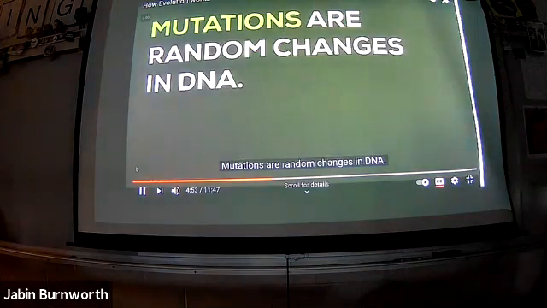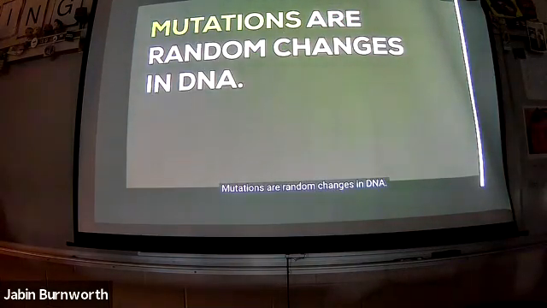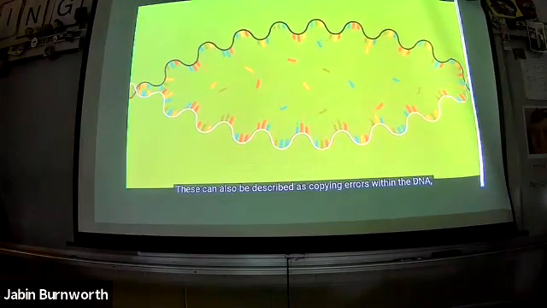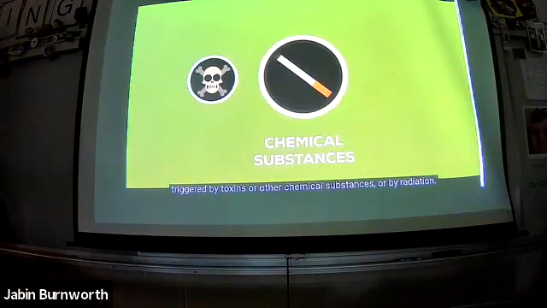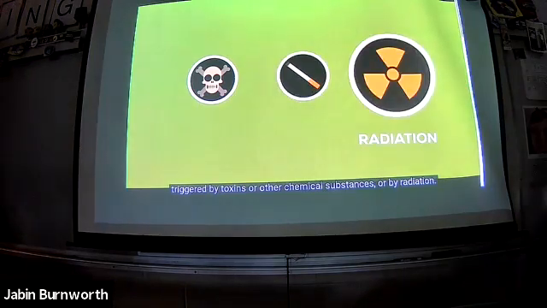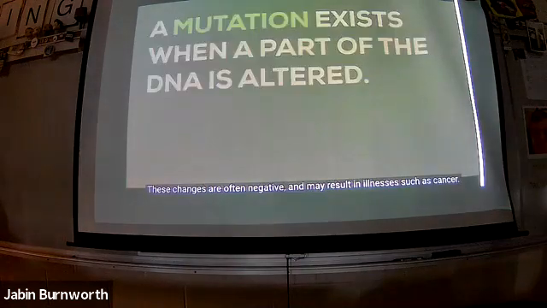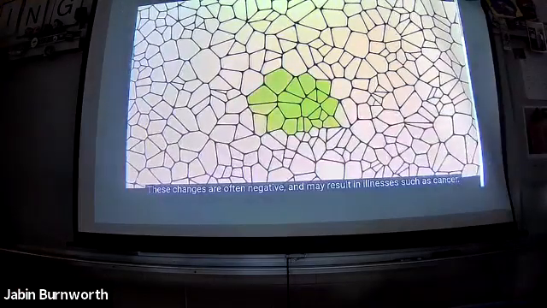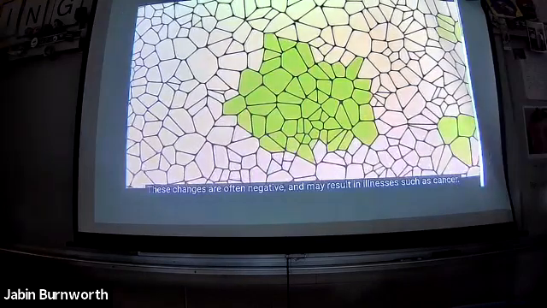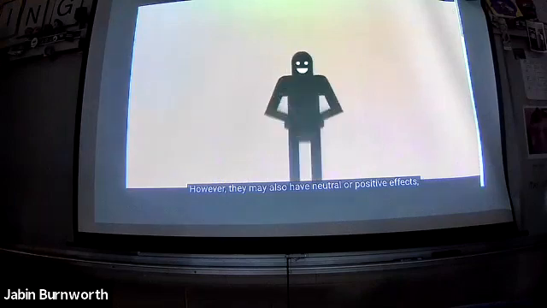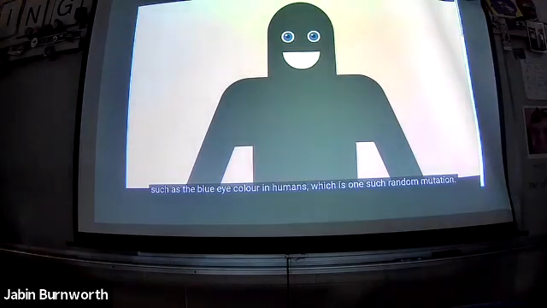Mutations are random changes in DNA. These can also be described as copying errors within the DNA, triggered by toxins or other chemical substances or by radiation. A mutation exists when a part of the DNA is altered. These changes are often negative and may result in illnesses such as cancer. However, they may also have neutral or positive effects, such as the blue eye color in humans, which is one such random mutation.